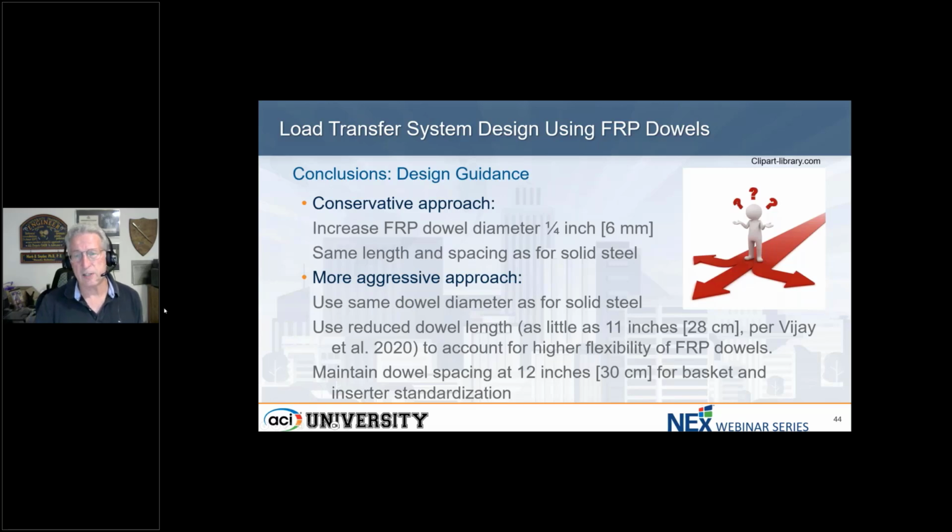So when it comes to design guidance, we got a couple of approaches. A conservative approach, which is, follow the research recommendations. Increase the FRP dowel diameter by 1/4 inch and use the same length and spacing as for solid steel. Or you could take a more aggressive, or you might say informed, approach, and use the same dowel diameter as for solid steel. And you could even reduce the dowel length to as little as 11 inches to account for the higher flexibility of the FRP bars. I would still keep the spacing the same at 12 inches, just for standardization of dowel baskets and dowel bar inserters and so forth.